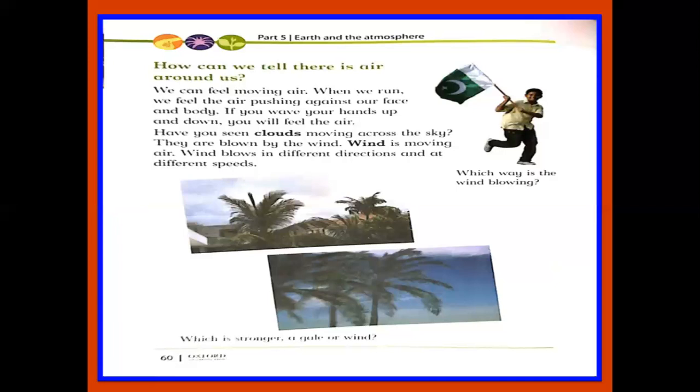What is the difference between air and wind? You can feel air when you are running, walking, or waving your hands up and down. That air is moving air, and this moving air is called wind. Is it clear? So this is about air.